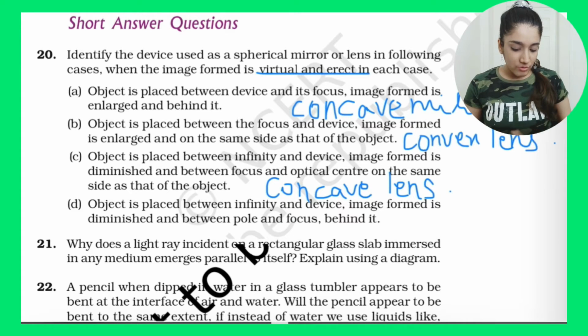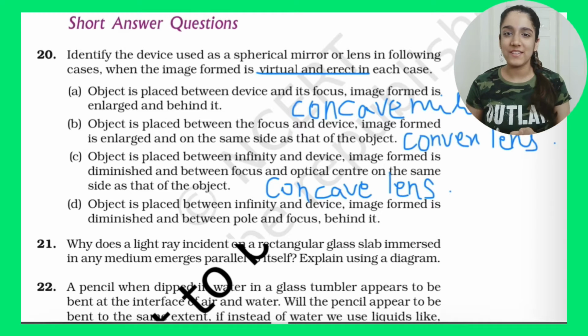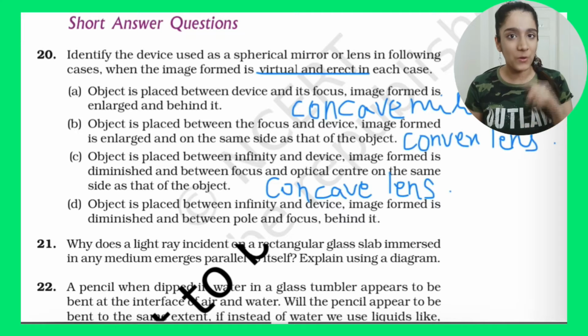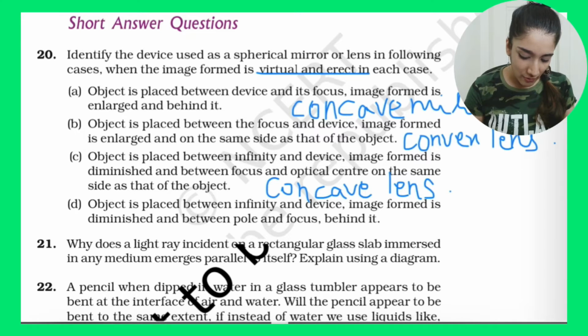Now let's move to the last part. Object is placed between infinity and device. Image formed is diminished between pole and focus and behind it. So the first step only gives us the answer, concave mirror or convex mirror. It is the convex mirror, because here we are obtaining a diminished virtual erect image and it is behind it. So here it would be a convex mirror, right?